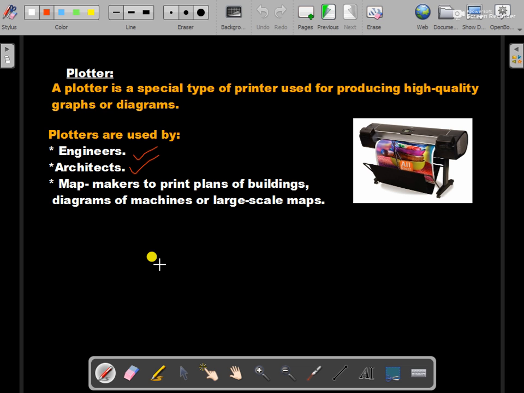So today, up to this. In the next class I will discuss the components inside a CPU box.